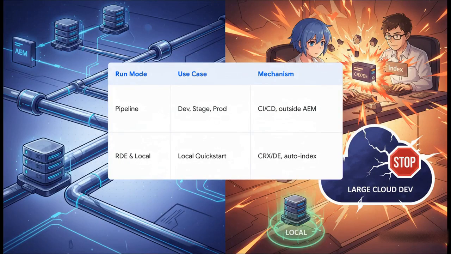Now, you've got 2 run modes to play with here. Pipeline mode is your standard route for dev, stage, and prod environments, where the diff gets processed safely outside AEM using the CI/CD pipeline. But then you have RDE and local mode. For local quick starts and rapid dev environments, your changes are applied instantly via CRX/DE, which triggers immediate automatic re-indexing.